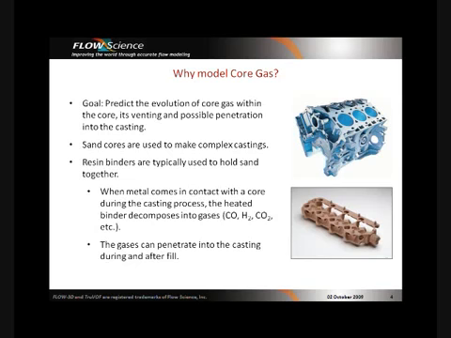So let's take a look at why we model core gas. The primary goal here is to predict the evolution of the core gas within the core, its venting, and possibly the penetration into the casting itself, which we want to prevent. Complex castings are made by sand cores, as shown here in this example of an engine block. Resin binders are typically used to hold the sand together. When the resin decomposes, it forms gases, and these gases have a potential of penetrating the metal.